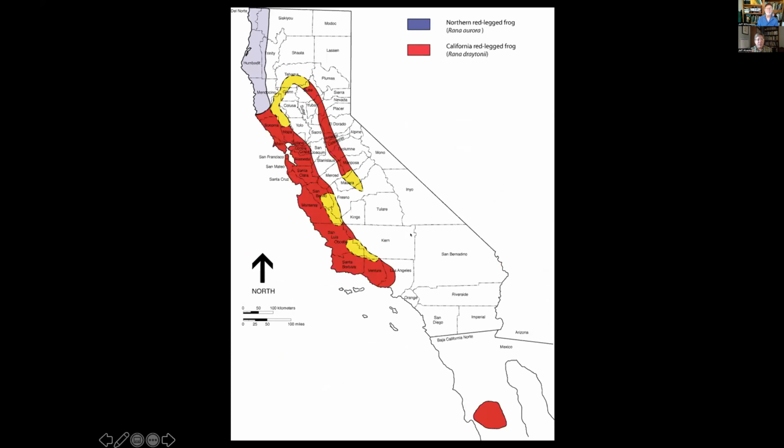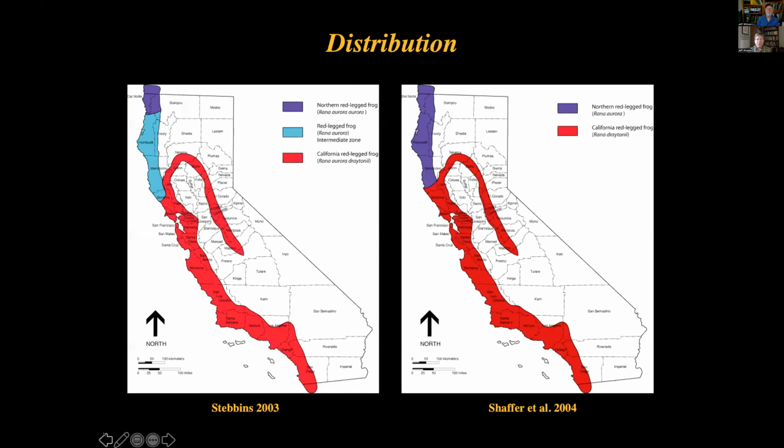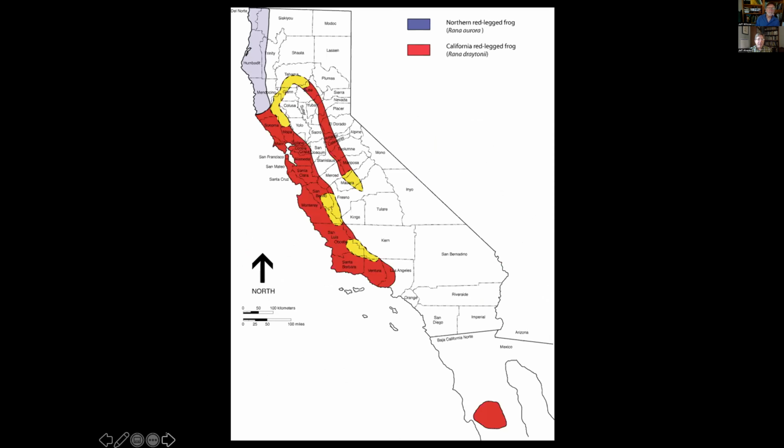But before we do, I just want to say the range itself is really an interpretation of where we believe the frog is. If I scoop back to Schaefer and Stebbins ranges, they're essentially the same. Now I'll move forward. This map is my range map. It's a range map I've created based on observations and my own knowledge. Again, the purple is northern red-legged frog. We're going to ignore it for this workshop.